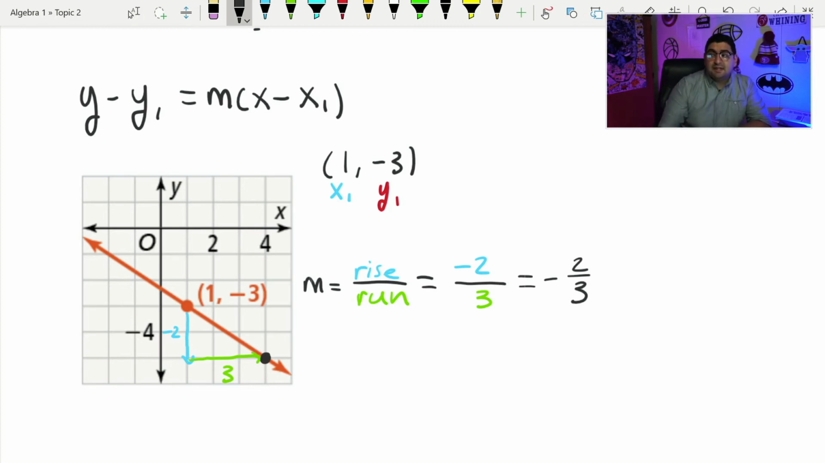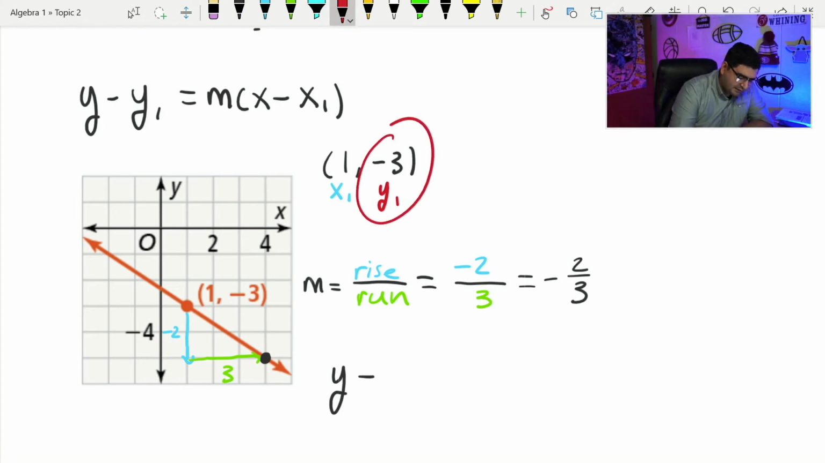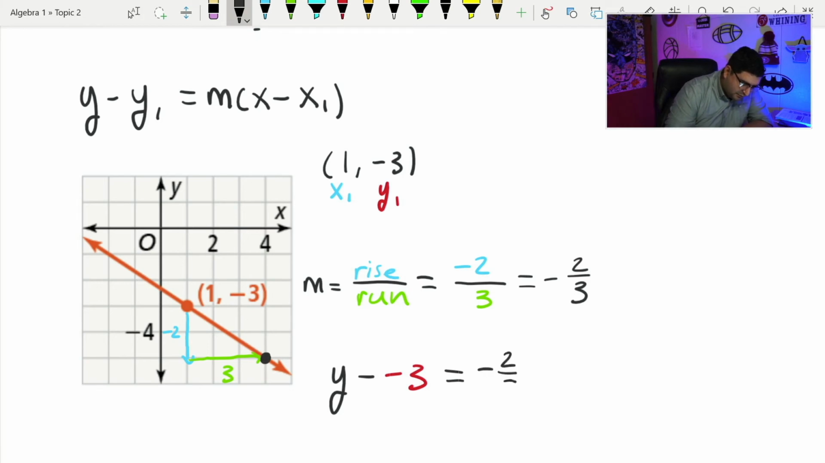And once again, we just take our point and our slope and we plug it into the point-slope formula, which is y minus y1 in this case. Again, that's negative 3. So I'm going to write negative 3 equals m, which is negative 2/3, times x minus, here I have x1 is 1, so I plug in 1. And now we can clean this up a bit.